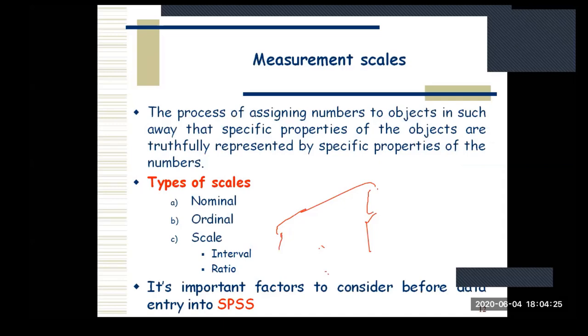Basically, the measurement scale is simply where you assign specific properties and attributes, so that these attributes truthfully represent the specific properties of the object through numbers. That means the computer will understand everything by number. That was the case. And that means you have to give a proper number rather than giving a name.